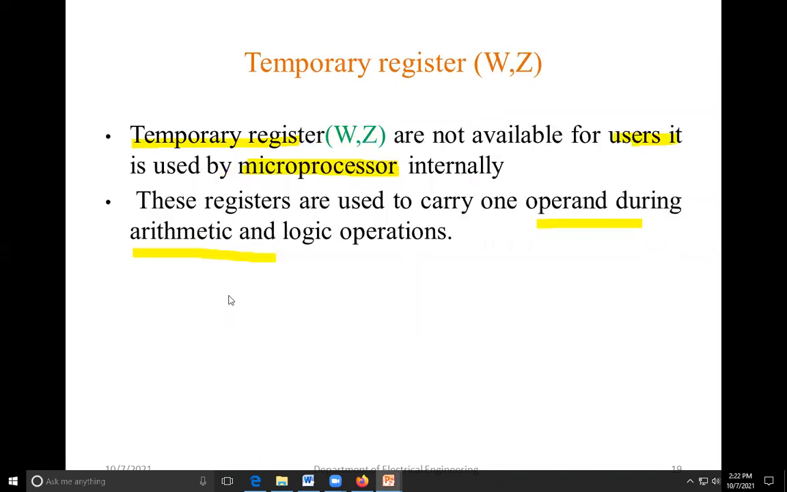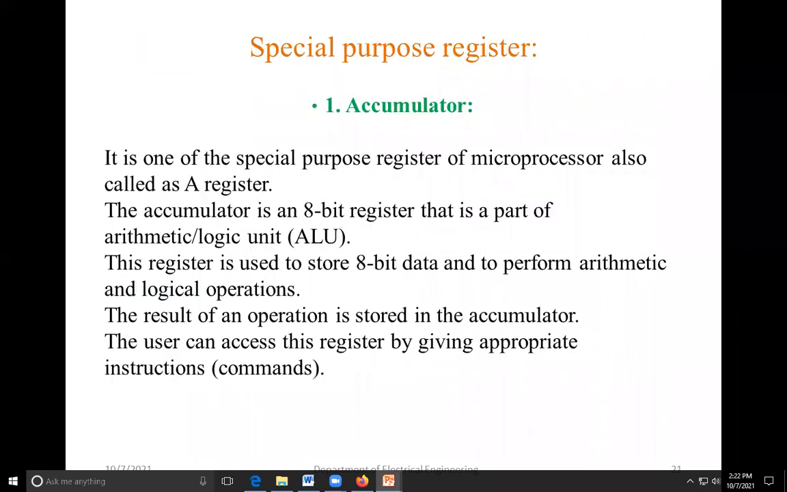The next is the special purpose registers. They are specially used for something. General purpose means that users can use them for anything, but special means they are required for something particular. So this is a special purpose register. This is the accumulator. The accumulator is a special purpose register. Why is it called a special purpose register? Because it is an 8-bit register.